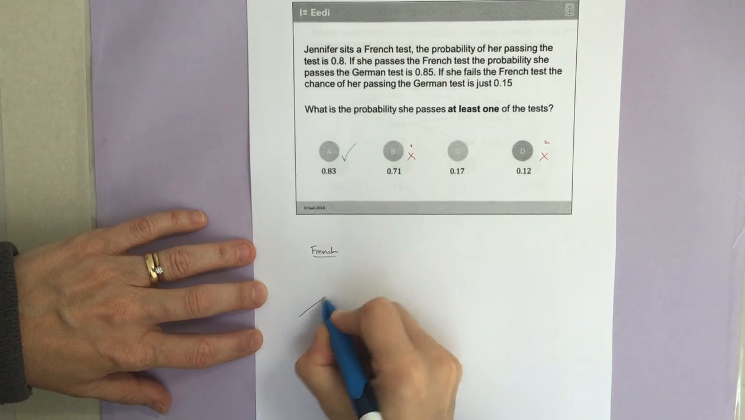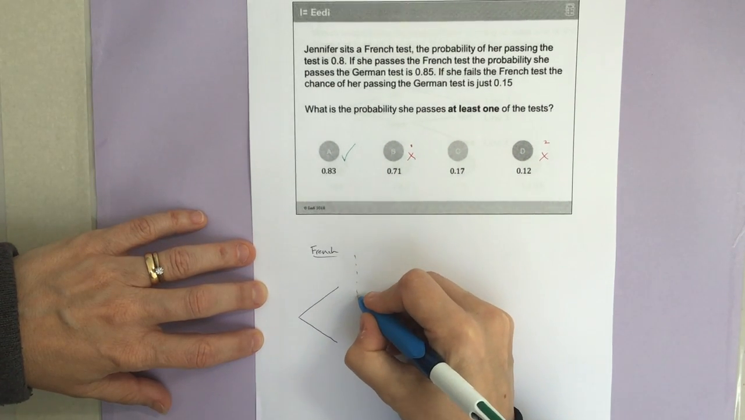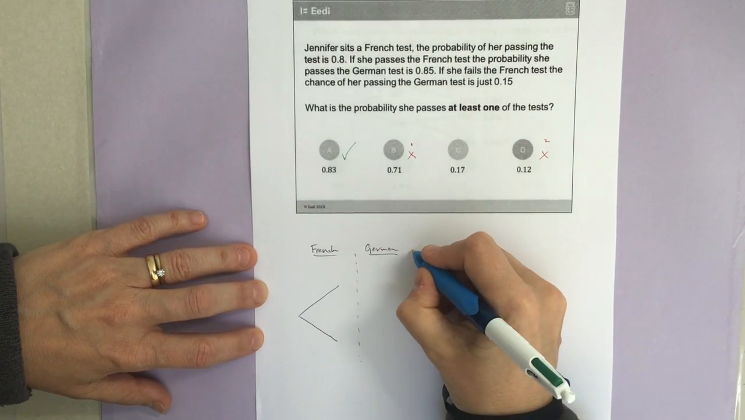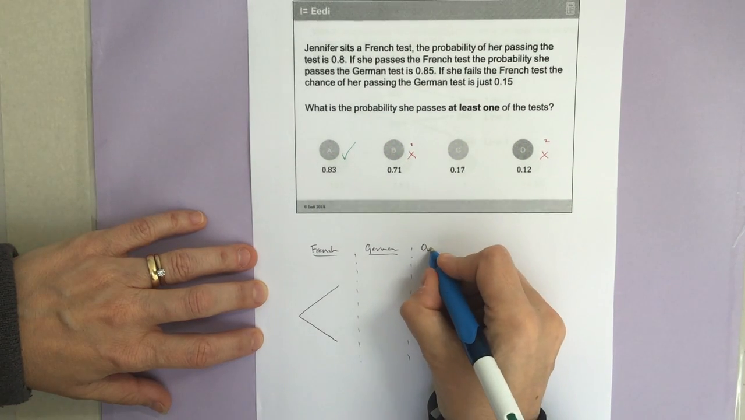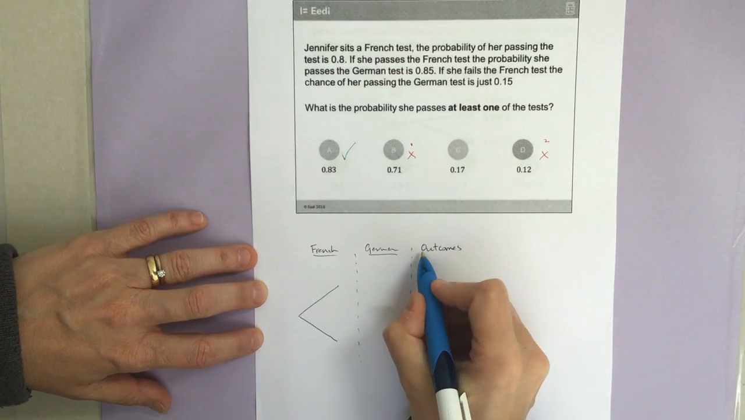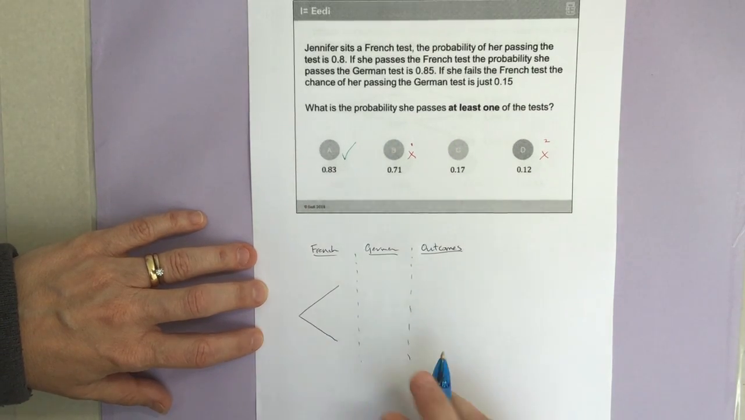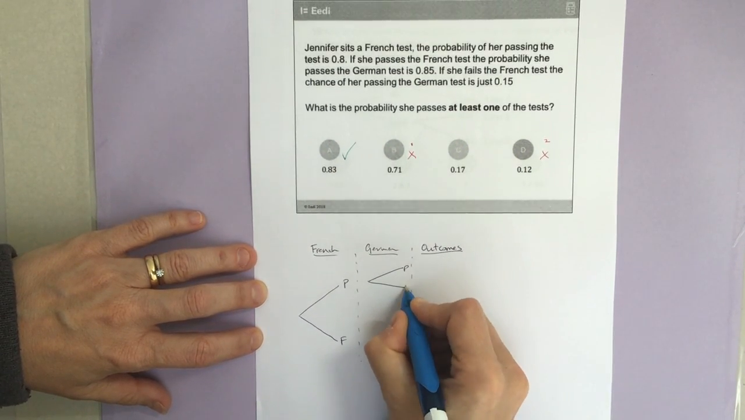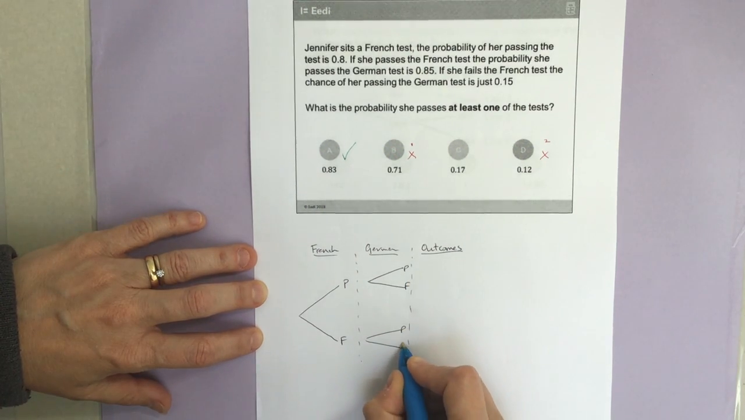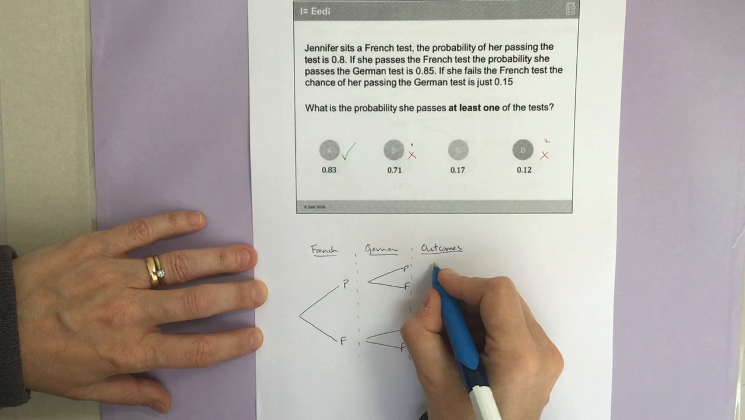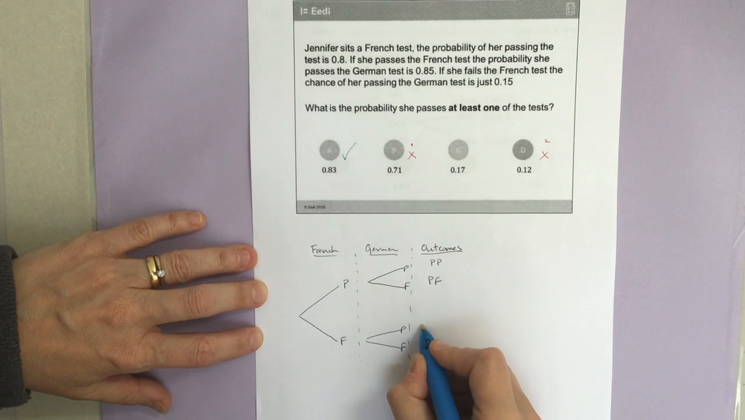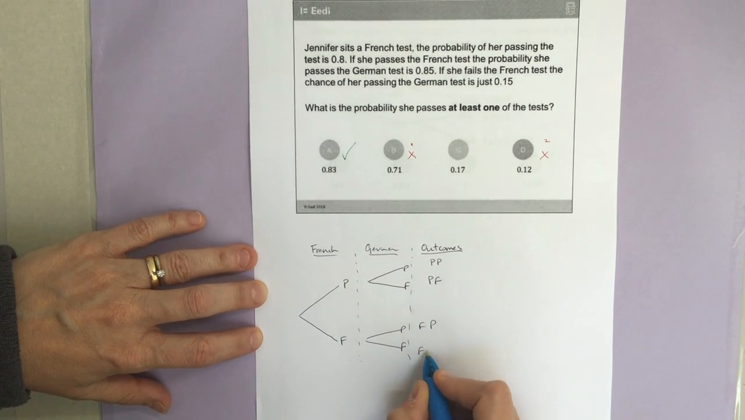We've got our French test. I should be using a ruler really, but I just want to do this quite quickly. Then we've got our German test. And I want you to get into the habit of doing this, if you haven't been, of writing out what outcomes these are, because it's much easier if you write them out here to then pick out what you want in the question. Okay, so she's going to pass or fail French, and then she's going to pass or fail German. And our outcomes then are she passes French and she passes German, she passes French, she fails German, she fails French, she passes German, or she fails both.